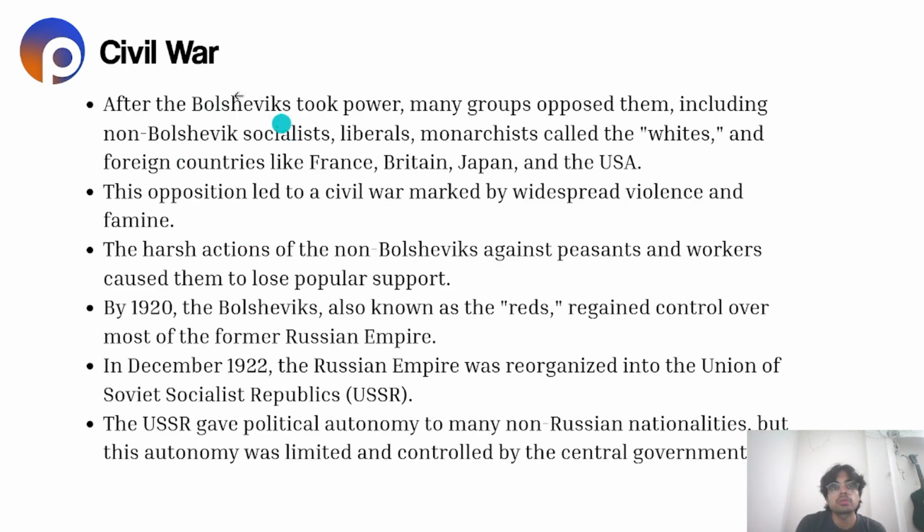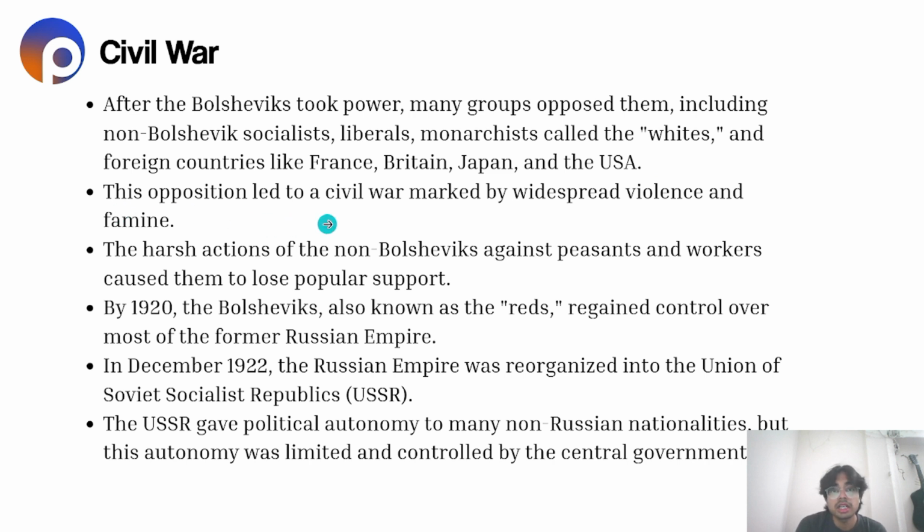Now, civil war took place in Russia. After the Bolsheviks took power, many groups started opposing these Bolsheviks or the Red Guards. These groups were liberals, monarchists, called the Whites, and non-Bolsheviks, and foreign countries like France, Britain, Japan, and USA. So, everyone was opposing Bolsheviks at that time.